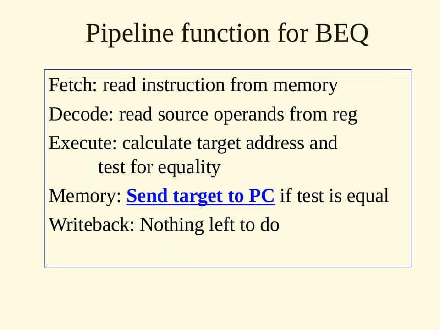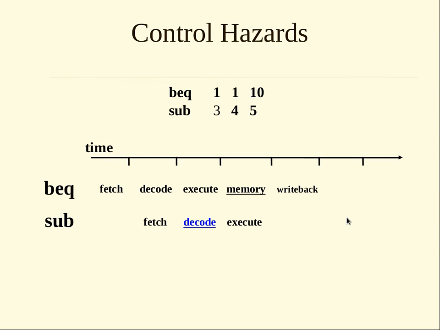Branch if equal, which is in your simulator. Send target to PC if test is equal. So branch if equals 1 and 1. Fetch, decode, execute. Memory is when you actually evaluate the branch, but maybe a subtraction right afterwards is already into execute. We don't want that. We don't want the subtraction to happen because obviously we're taking the branch.